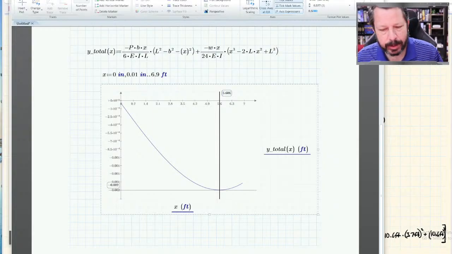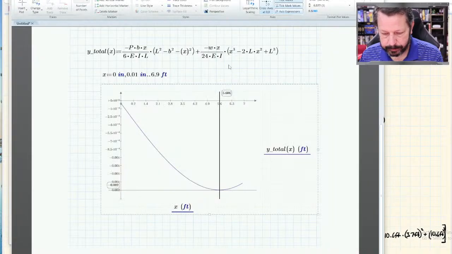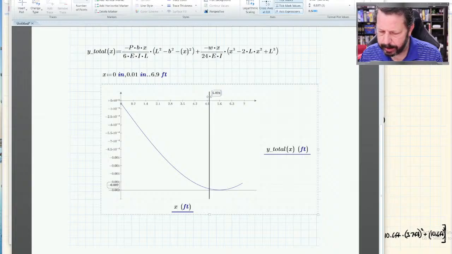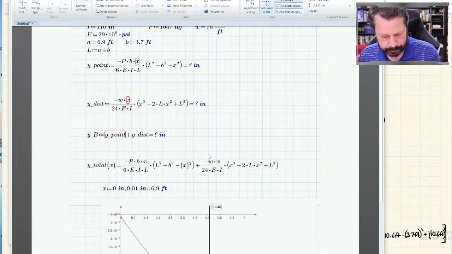5.606. I'm almost certain WebWork is not going to be happy with that. It wants 5.012 or 013. Oh, that's actually way over here. So that's not what we have. It wants it way over there. So maybe I've got something in my equation not right. P b x over 6 L L squared minus b squared minus x squared, in a weird way, w x over 24 E I. The equation looks right. I'm adding 2 negative numbers, so that looks okay.